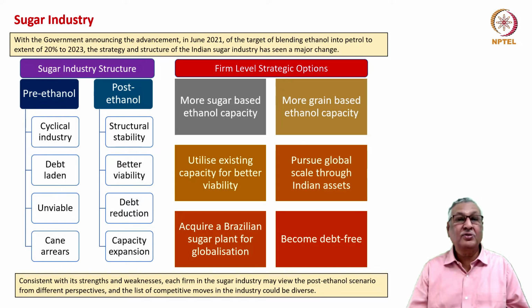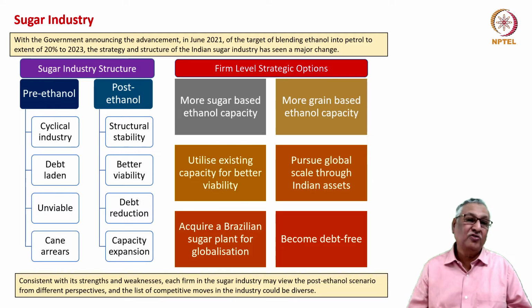Let's look at another example, the sugar industry. The sugar industry has always been a cyclical industry. It has been a structurally, if I may say so, impoverished industry, with a lot of cane arrears to farmers and sugar prices being volatile. With the government announcing in June 2021 the advancement to 2023 of the target of blending ethanol into petrol to the extent of 20%, the strategy and structure of the Indian sugar industry has seen a major change in the outlook.